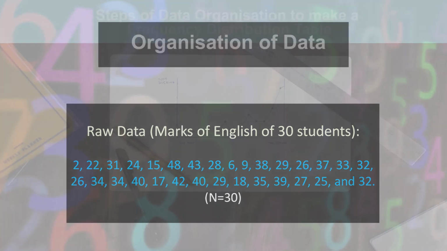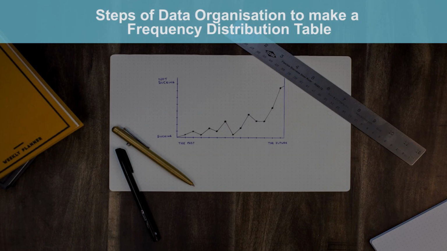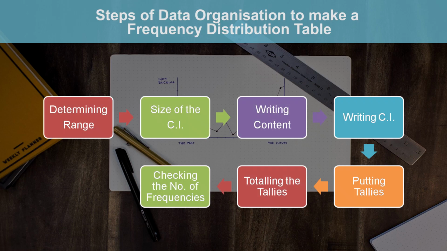Let us go forward. Here you see some of the steps that we can follow for organizing data to make a frequency distribution table. You see here 7 steps are given. First is determining the range of the distribution. Then the size of the class interval. So CI is here class interval. What is the size of the class interval?